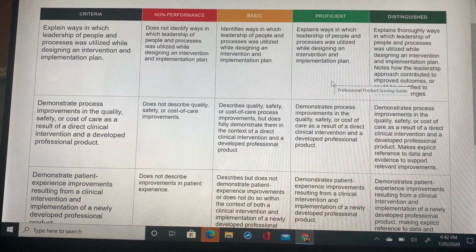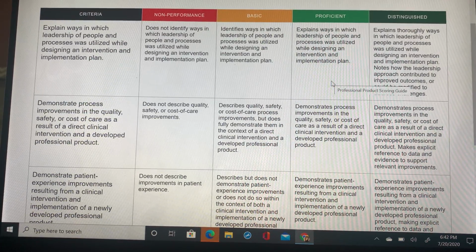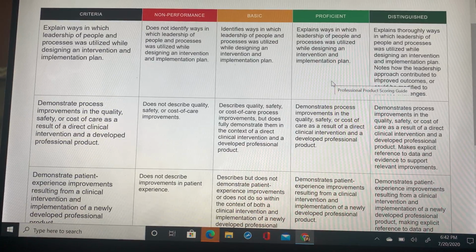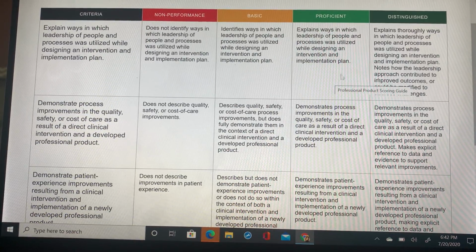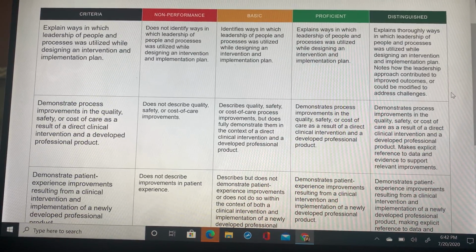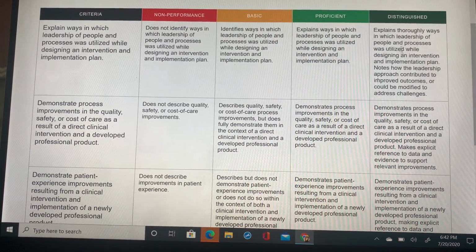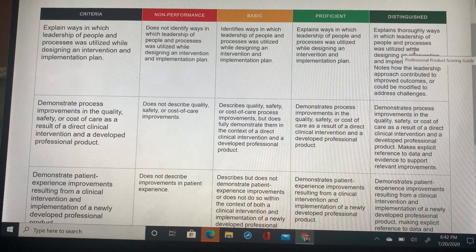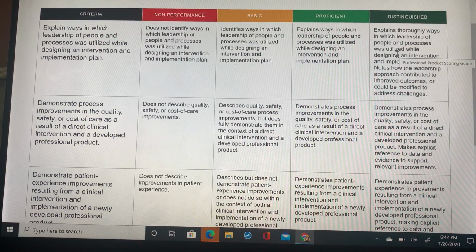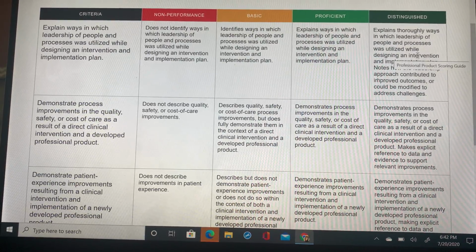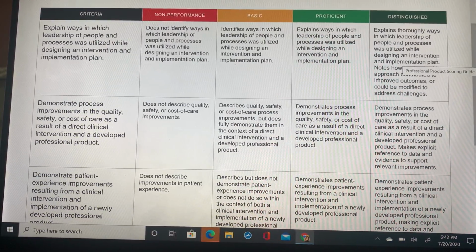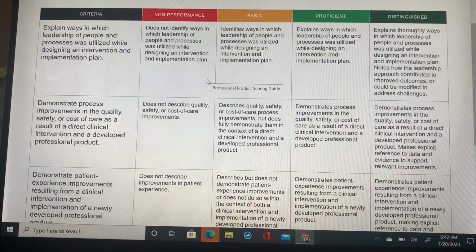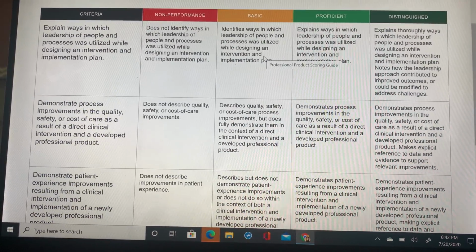Proficient. Explains ways in which leadership of people and processes was utilized while designing an intervention and implementation plan. Distinguish. You nailed it. 100%. You got it. Explains thoroughly ways in which leadership of people and processes was utilized while designing an intervention and implementation plan. So that's just basic. You did that.